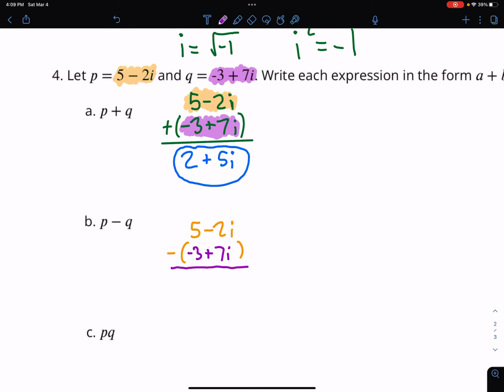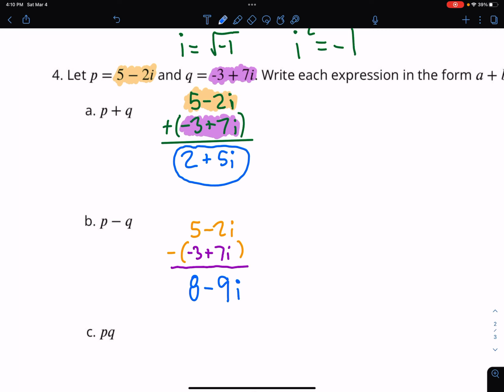So here we go. Let's see what that looks like. In blue, our solution is going to be 5 minus a negative 3. We're actually adding 3 to 5, so we get 8 over here. And, oh, it's going to be a negative here. We've got negative 2i. And, like I said, don't forget to distribute this negative onto this second term right here. It's going to flip this plus 7i, make it minus 7i. So negative 2 minus 7, guess what that is? Negative 9i.